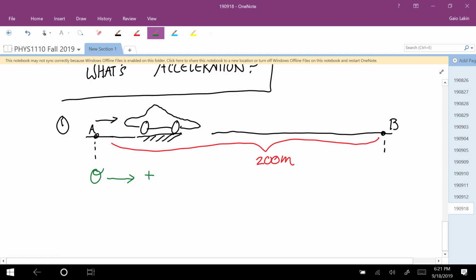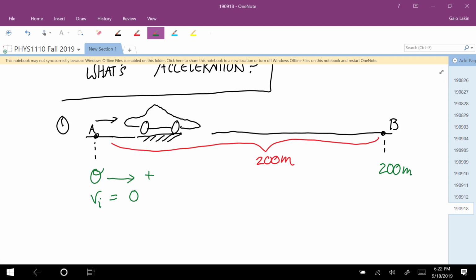And so based on that, the position at A is what? 0. And the position at B is what? Yep, 200 meters. And we've also determined something else when we made those decisions. What is the velocity when the car is at A? 0. So V initial is 0. And what's the velocity at B?